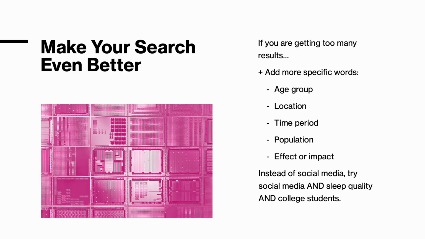Now, sometimes, even if you feel like you have enough, you might still get too many results. Here's where you're going to really play with your search terms. Try adding more specific words: age group, location, time period, population, effect, or impact. So for example, instead of social media, try social media and sleep quality and college students. That's going to give you a different type of results that are way more specific to what you're actually looking for.